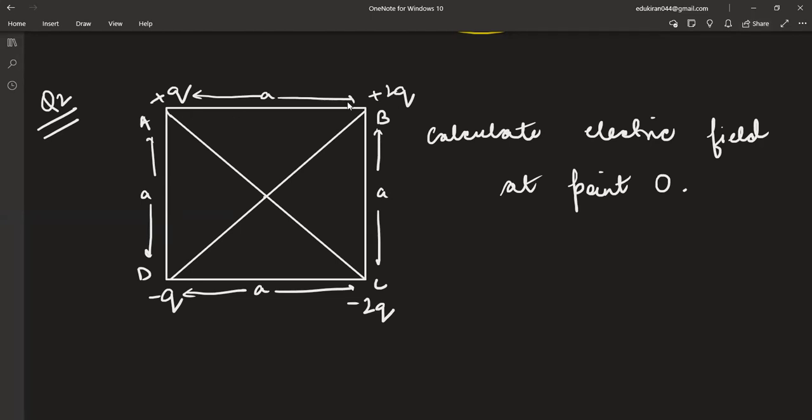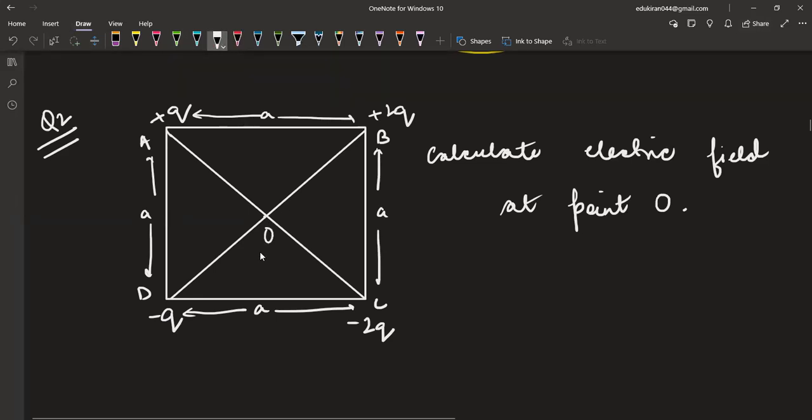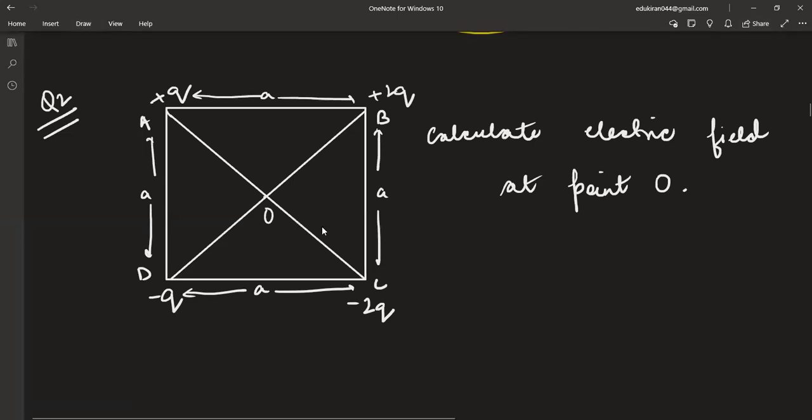Four charges are there: plus Q, plus 2Q, minus 2Q, minus Q. Point O means this center is point O. Now, this is not a symmetrical system, otherwise our answer would have directly been 0. We wouldn't have calculated anything. So we want to find out the electric field at this point O due to this, this, this, and this. We do not have the separation.